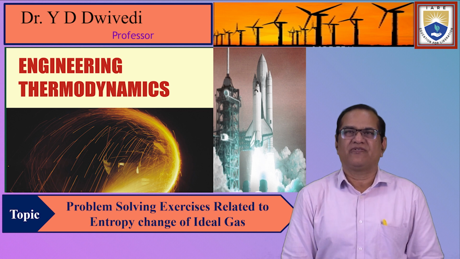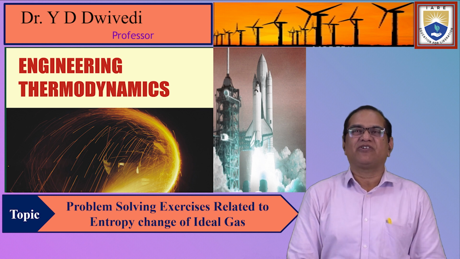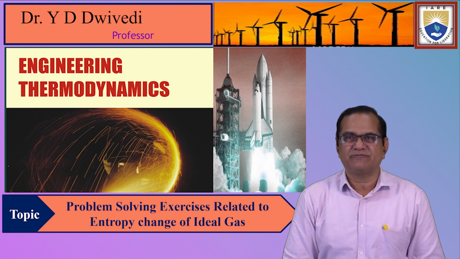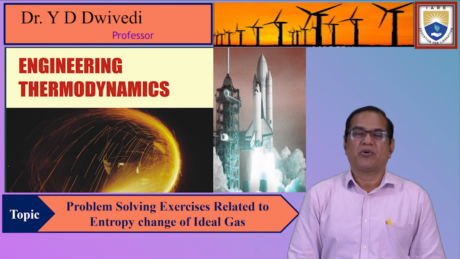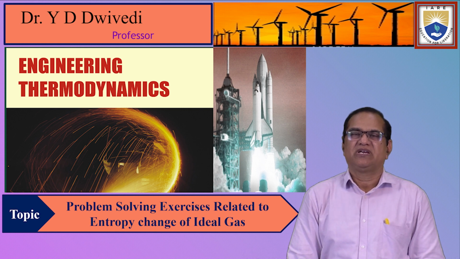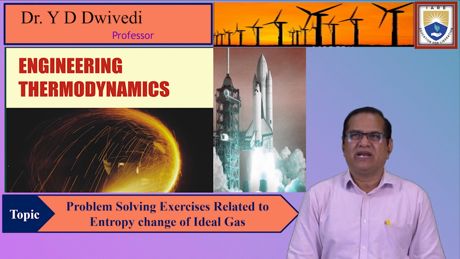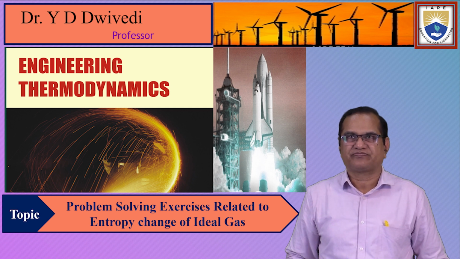I am in the process of problem solving exercise related to entropy change of ideal gas. In my previous lecture also I have taken three problems. All the three problems were related to the entropy generation with the piston and the cylinder and some other processes. We have seen at constant temperature, at constant pressure, how much entropy was generated. This we have seen from the last problem. In today's problem, I am going to discuss entropy change of the ideal gas issues.